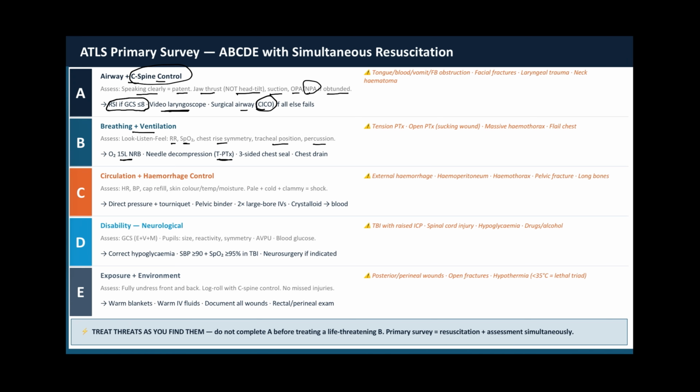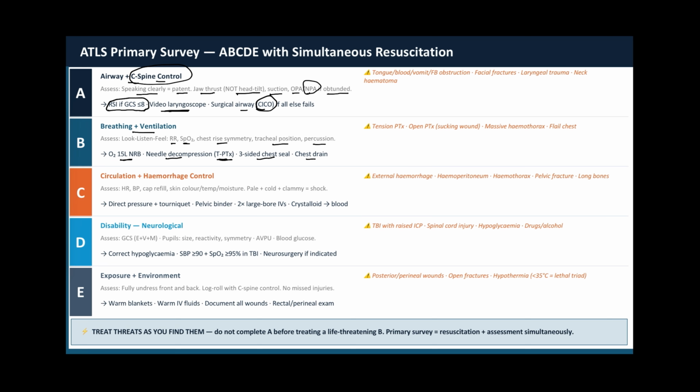If you identify any tension pneumothorax in any patient, immediately go and do needle decompression. Do a three-sided chest seal if you find any open pneumothorax. Keep a chest drain if you find any pneumothorax or any hemothorax.